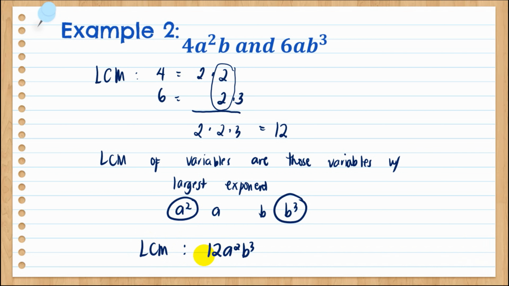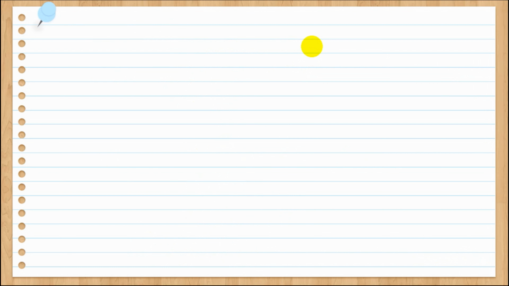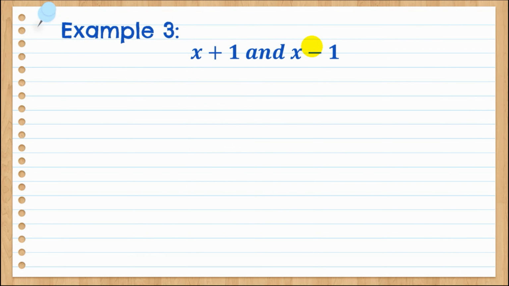That means 12a squared b cubed can be divided by the first monomial, and also it can be divided by our second monomial. Okay? Next, example number 3. So what if we have binomials like this? x plus 1 and x minus 1.